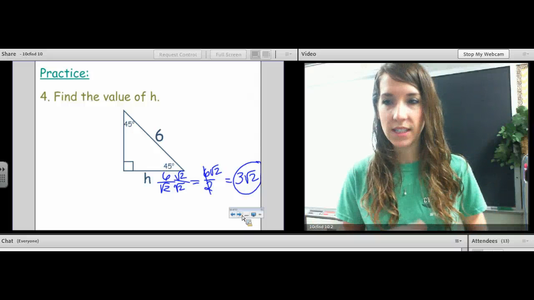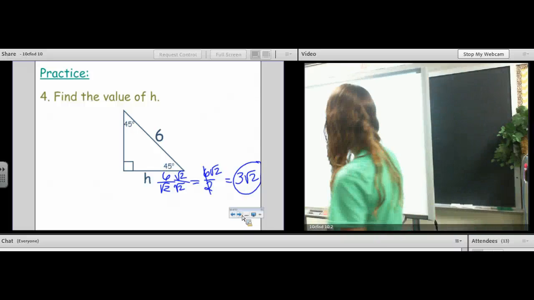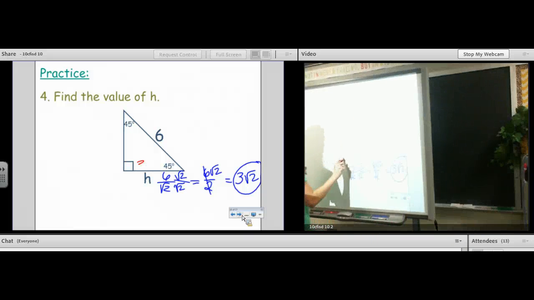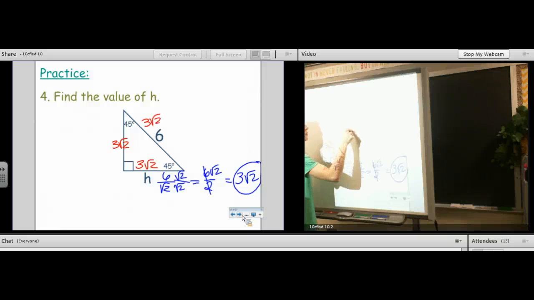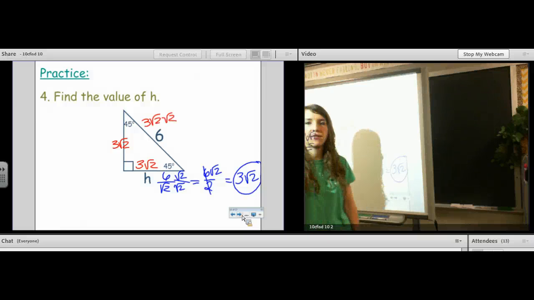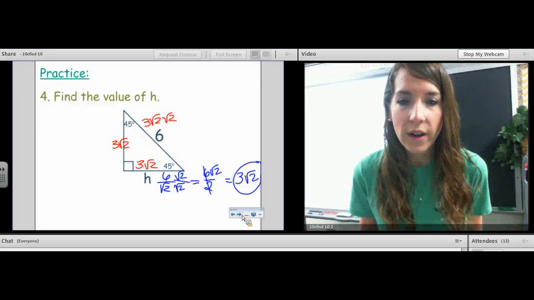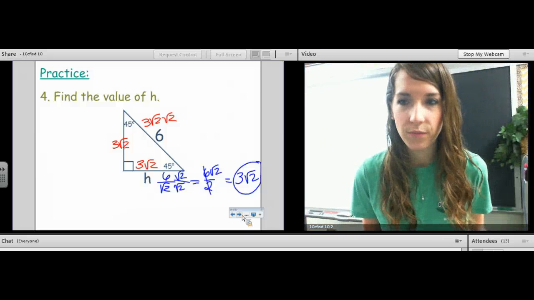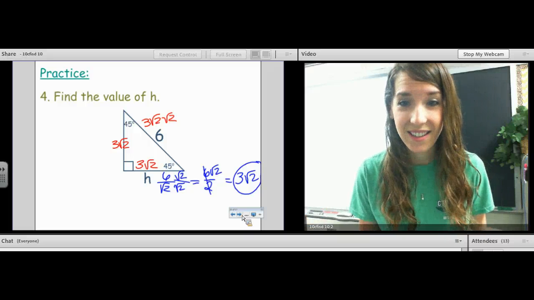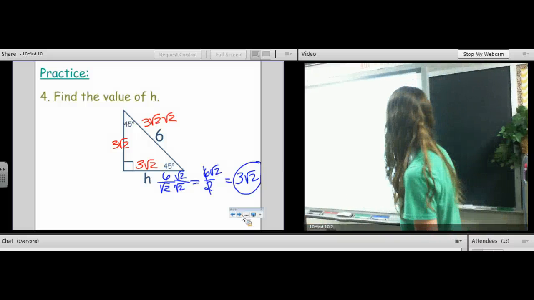Let's go backwards and see if it would have worked. So that means it's 3 root 2, times root 2. Does it follow the pattern? What is 3 root 2 times root 2? It's 6. So we did it correctly. Very good.